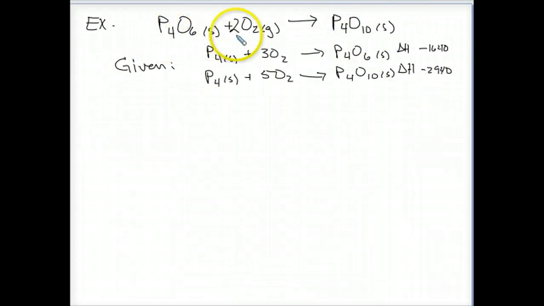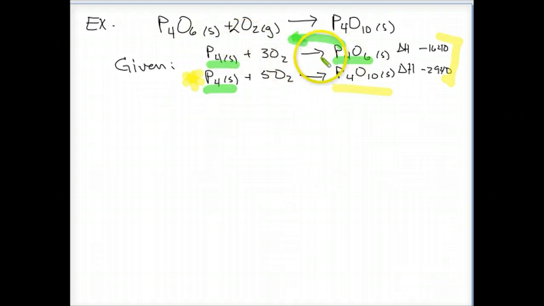If I have P4O6 plus O2 yielding P4O10, these are my known heats of formation. So I need to rearrange these to create this equation. Notice that my P4O10 is on the right, here P4O10 is on the right. So I want to leave this equation exactly as it is. However, the other side, I need to get rid of this P4. I also need the P4O6 to be on the reactant side. So I'm literally going to reverse this equation. Now, when I reverse this equation, I have to remember to reverse my enthalpy.